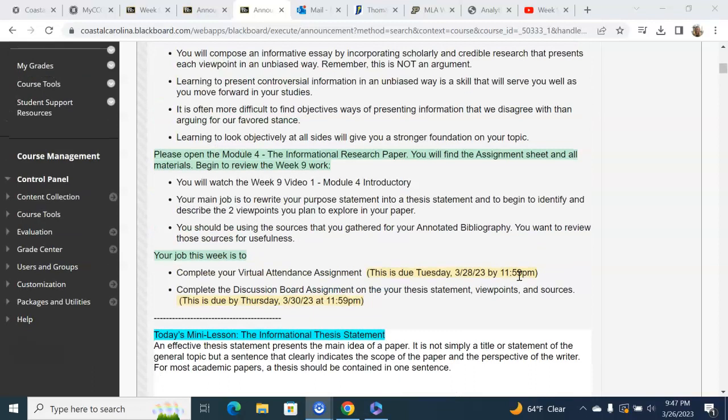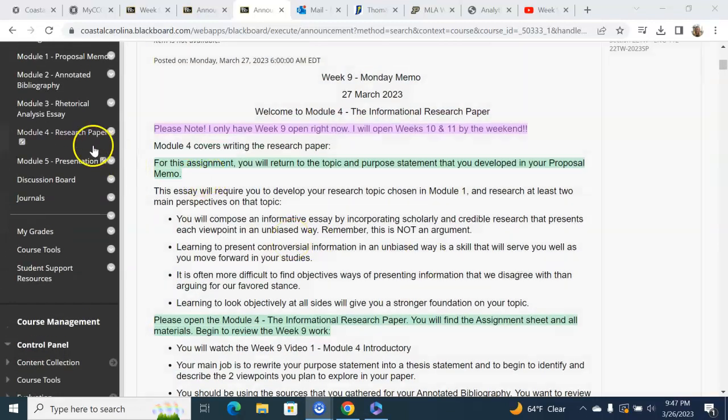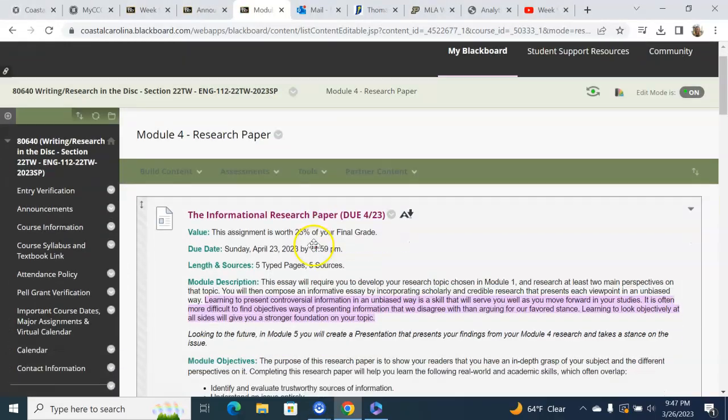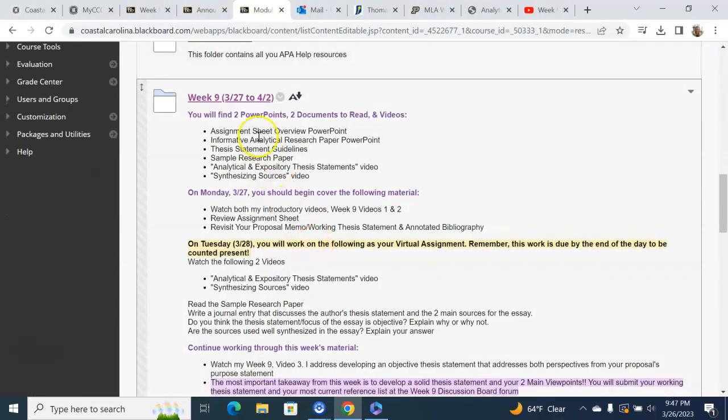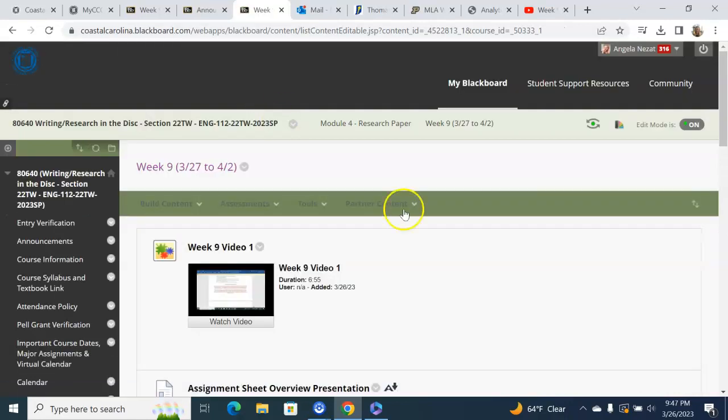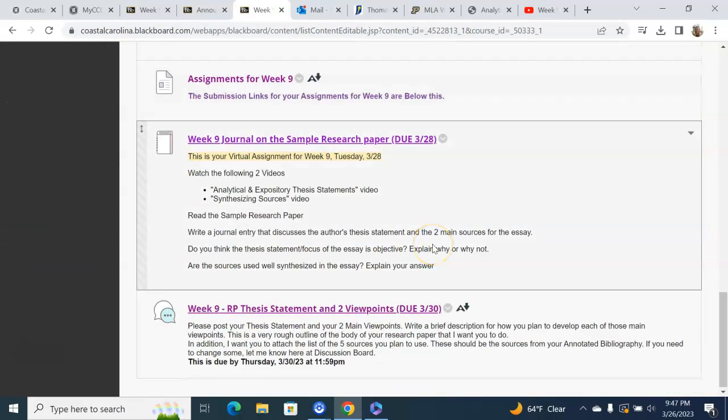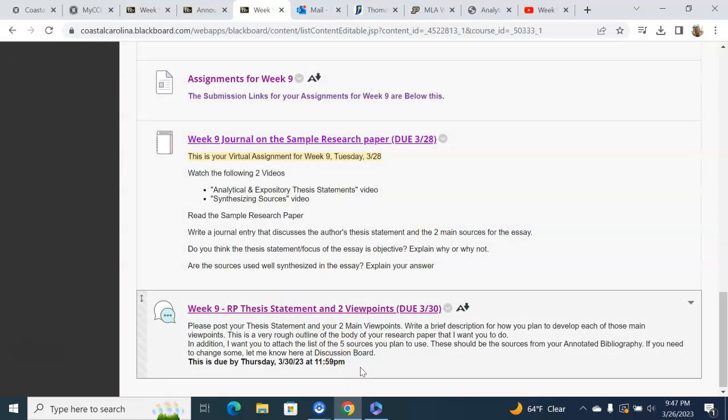I want you to go through that and really think about your topic and how you can break it apart, because your second assignment this week, let me get to week 9, asks you to do just that. There's a discussion board, and you must start to think about your 2 main viewpoints in writing your thesis statement. All right?